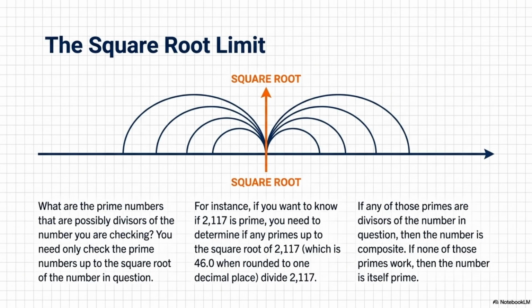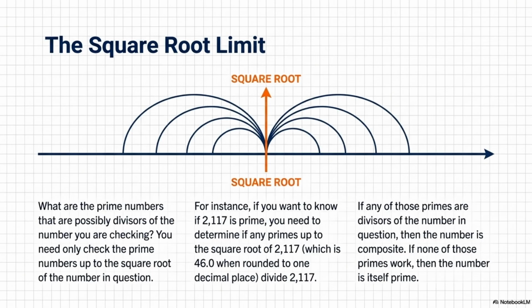Wow, that drastically shrinks the workload. The text uses the example of 2,117. The square root is roughly 46. So instead of checking 1,000 different numbers, you literally only have to check the handful of prime numbers up to 46. Exactly. If none of those fit, it is definitively prime. It is an incredibly efficient algorithm.